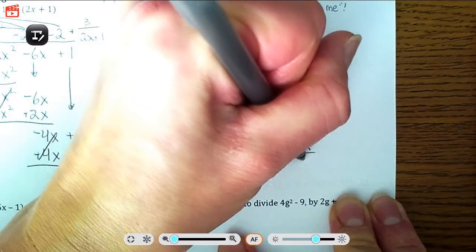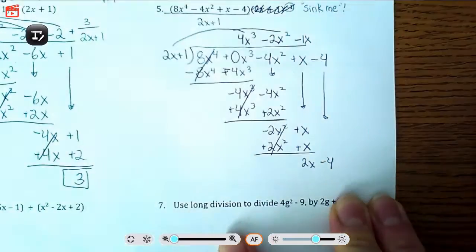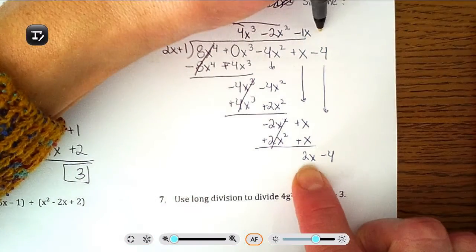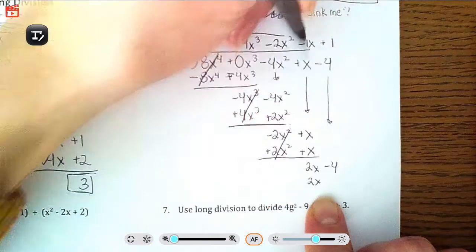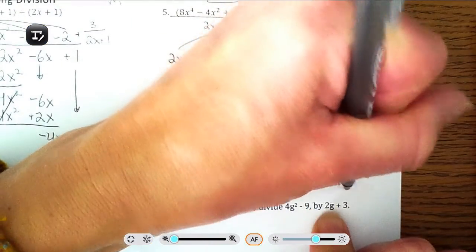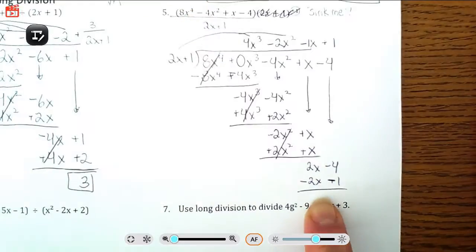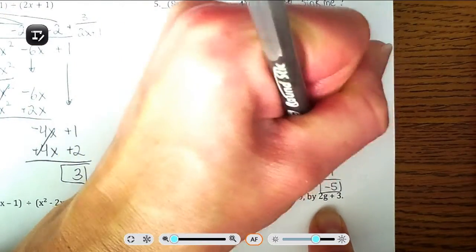Okay, x and x gives you 2x. Bring down a minus 4. Okay, 2x needs to match to a 2x. It already does. So multiply by a 1. 1 times 2x is 2x. 1 times 1 is 1. Draw a line. Slash both signs. 2x minus 2x goes away. Negative 4 minus 1 is negative 5.